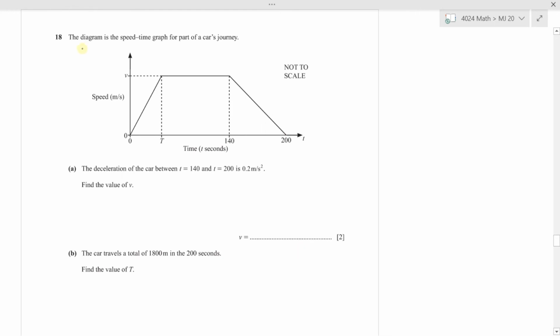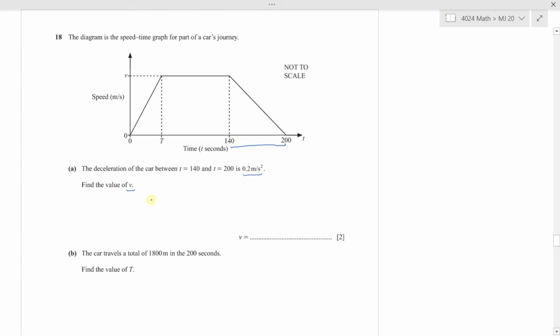Question number 18 is, the diagram is the speed time graph for part of a car's journey. Part A is the deceleration of the car between t equals 140 and t equals 200 is 0.2 meters per second squared. Find the value of v. So your deceleration in this part of the journey is 0.2. Since this is a speed time graph, the gradient of this straight line here will be your deceleration.